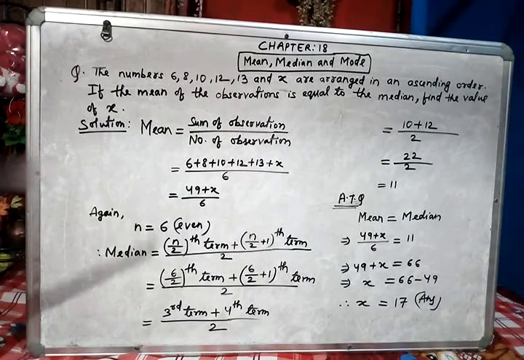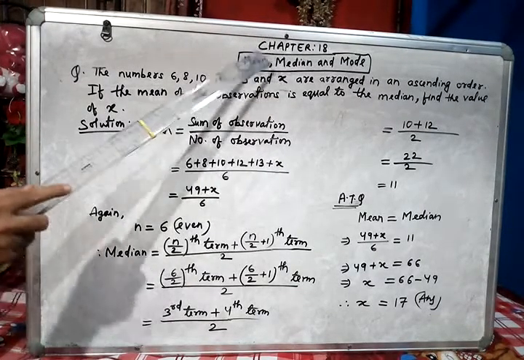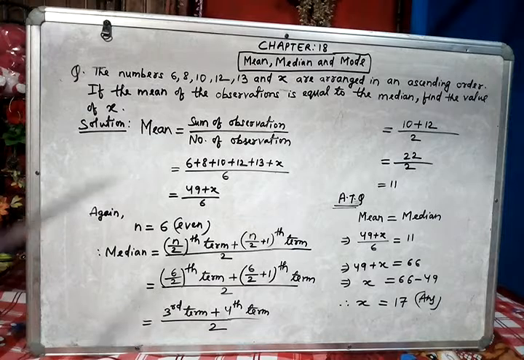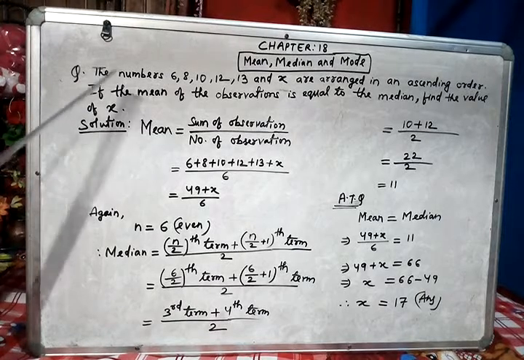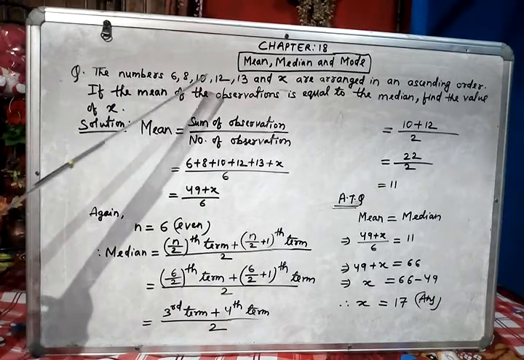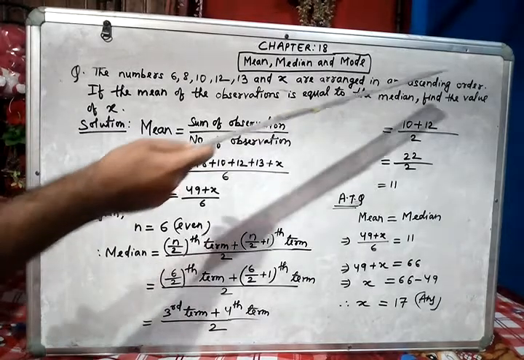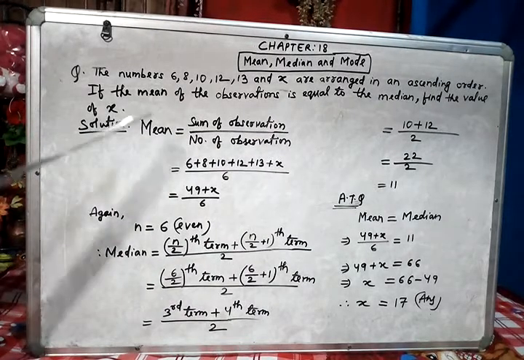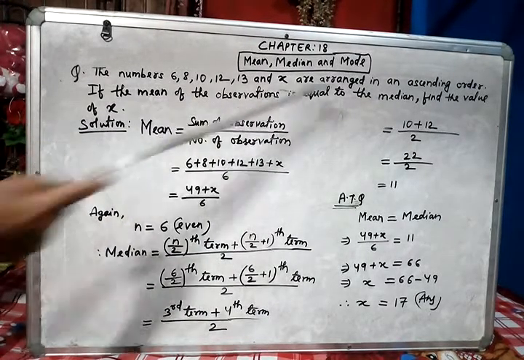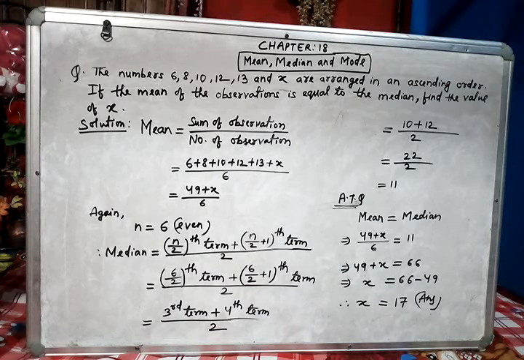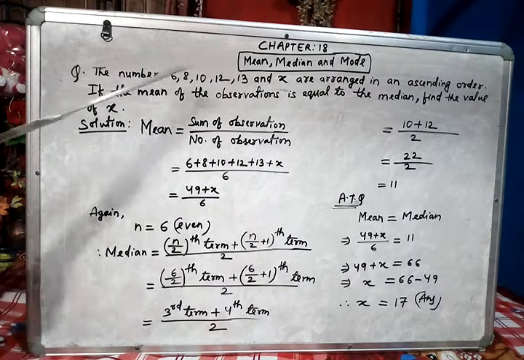Children of class 10, today we will learn chapter 18: mean, median, mode. The question is: the numbers 6, 8, 10, 12, 13 and x are arranged in ascending order. That means the numbers are already in ascending order, so we need not arrange them again.